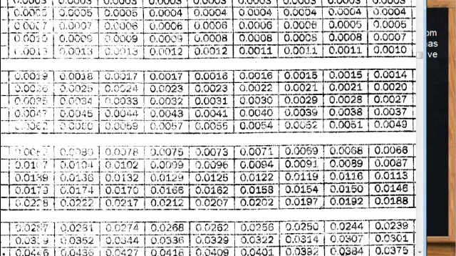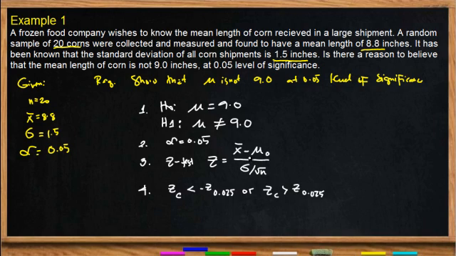This is 1.90, 1.91, 1.92, 1.93, 94, 95, 96. So negative 1.96. So z is less than negative 1.96 or zc. So duha ka buka tong critical region, left ug right, is greater than positive 1.96.